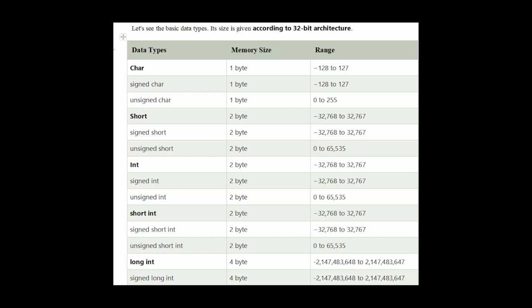There are different types of data types. In this, 4 data types are important: int, char, float, double.